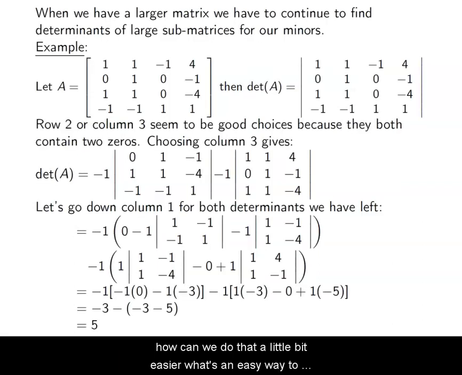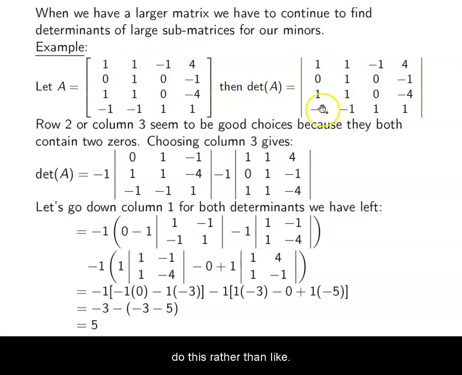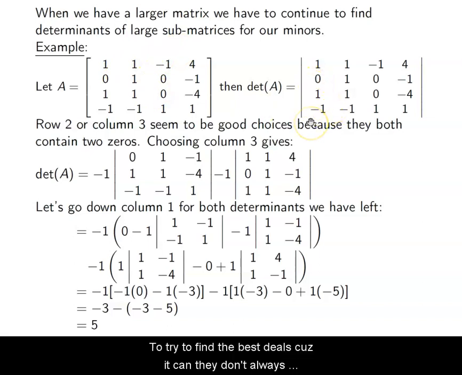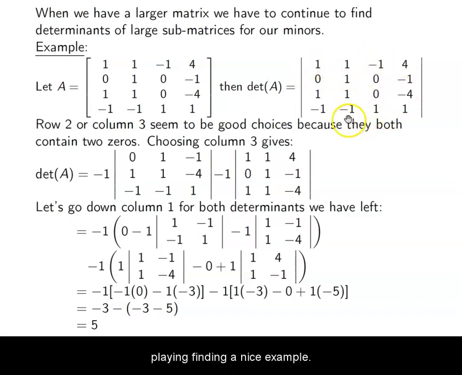So how can we do that a little bit easier? What's an easier way to do this rather than just trying to find the best zeros? Because again, they don't always give you zeros here, right? This is me being nice and finding a nice example.